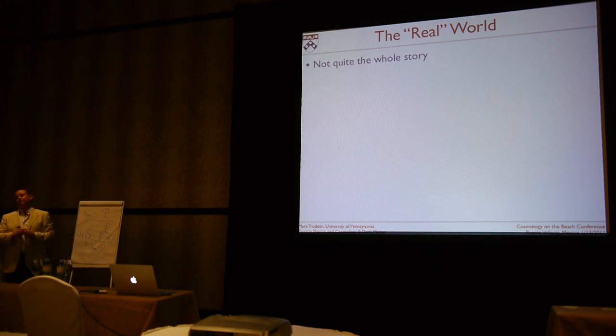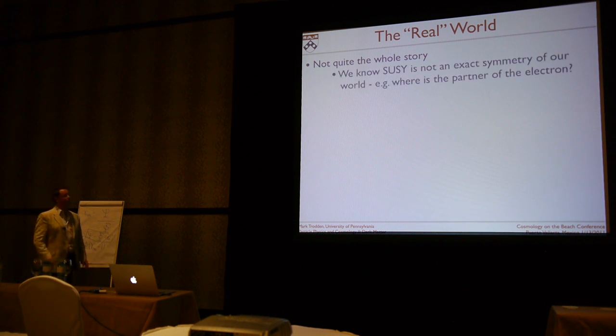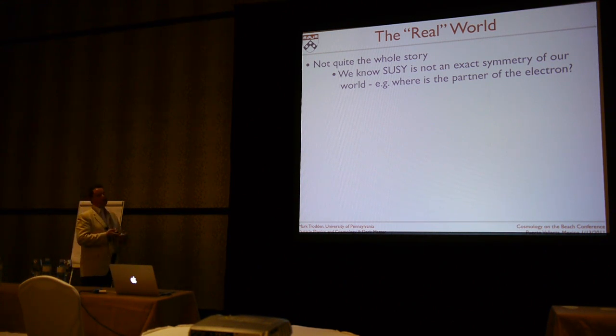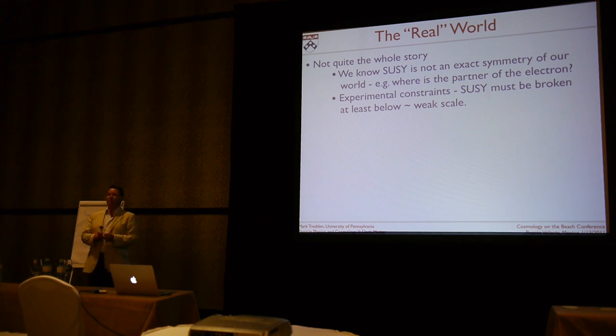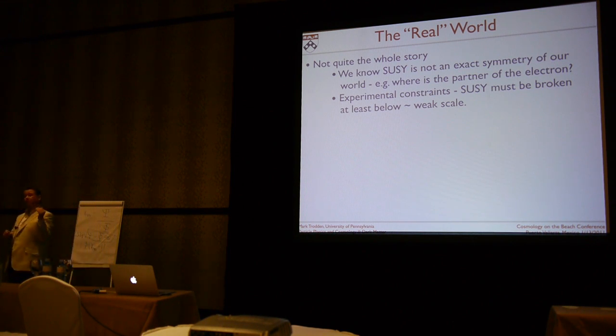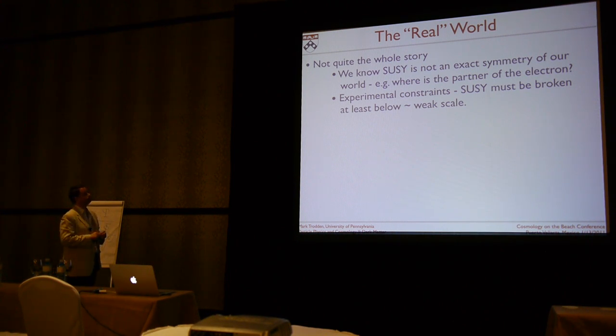This is not quite the whole story. Because, of course, in the real world, we know that SUSY is not an exact symmetry. If it was, you would just find, for example, that the electron's partner would be sitting around for us to discover in colliders, or anywhere else. So, from all our experimental constraints, we know for a fact that SUSY can't be an exact symmetry of nature, and in fact, it must be broken at the weak scale. SUSY could be exact at the weak scale or above, but it better be broken below it. Otherwise, we would have found evidence for supersymmetry already, all around us.